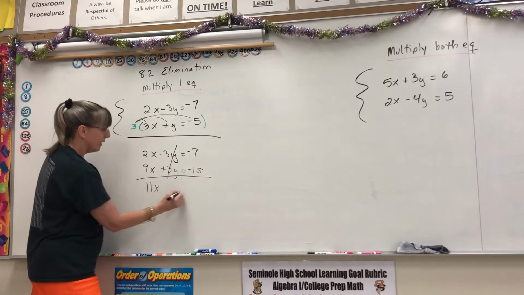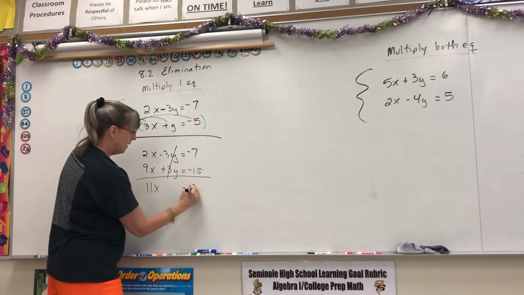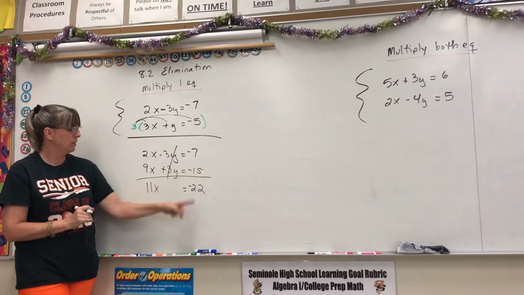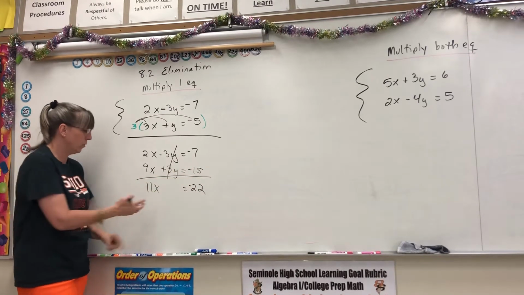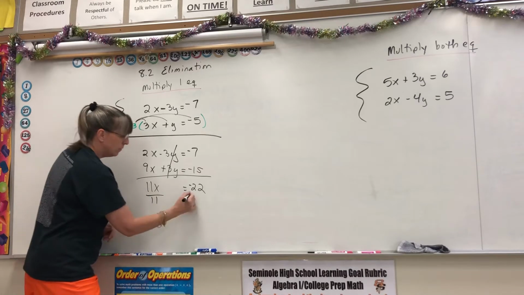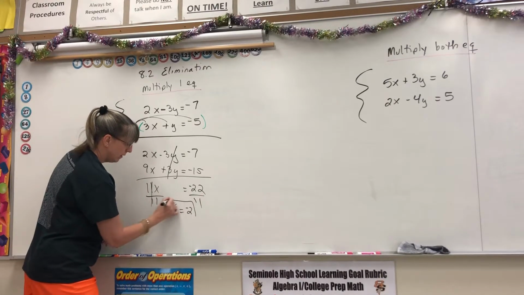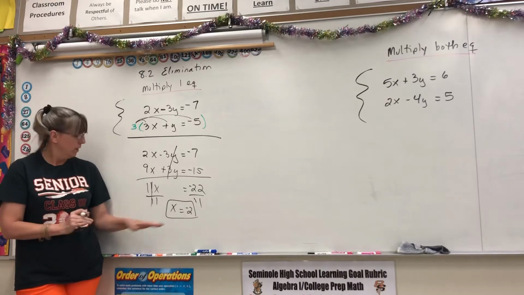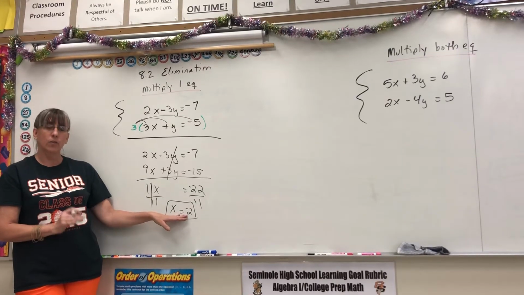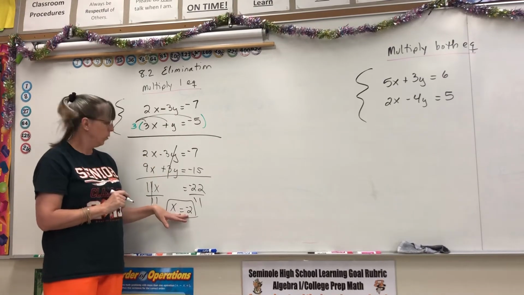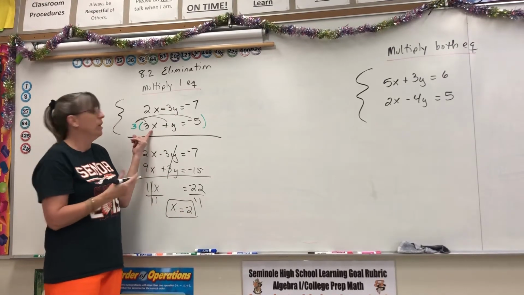You get 11x equals -22. Okay, -7 minus 15 is -22. Here you only have to divide by 11 and you get x equals -2. Once you get your x, you're only half done. Plug it back into one of the original equations. Plug it into the easiest equation.